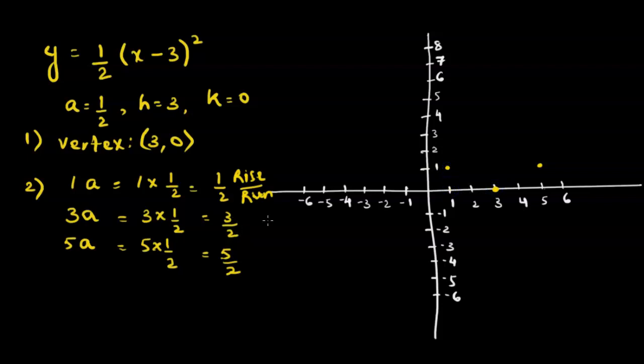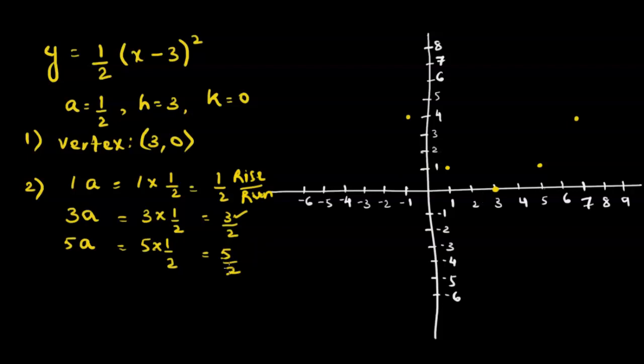Next we have 3 over 2. So from the previous point we run 2. Therefore we reach from 5 to 7. But we don't mark a point here because we still have to rise. And the rise here is 3. So from 7 we rise 3 and we reach 4. On this side as well, we run 2, we reach here and we rise 3. And this is where we reach.